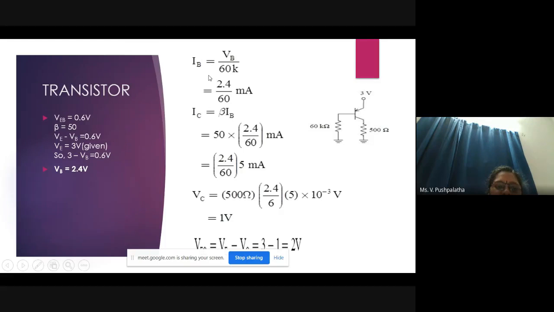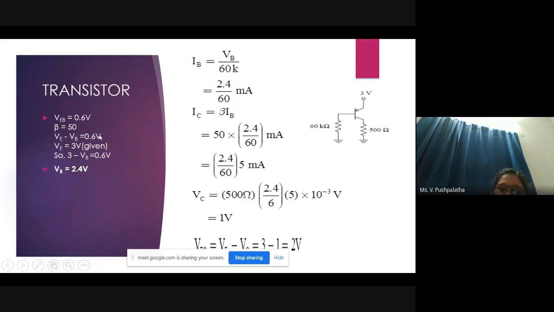See, first one is, we'll go here. Emitter base voltage is 0.6 volt. 60 millivolt they had given there, but I am taking it as 0.6 volt. Beta value is given as 50. So I can write VEB as VE minus VB, which is equal to 0.6 volt.